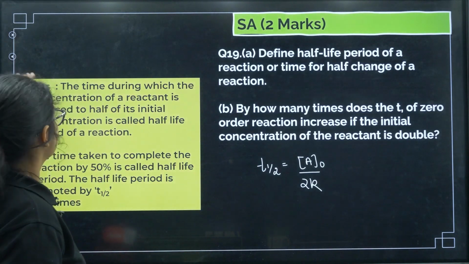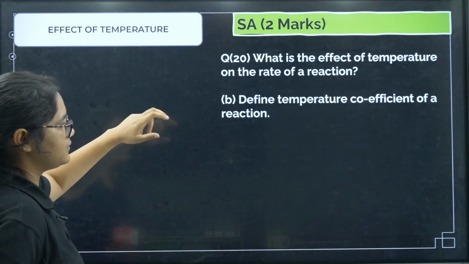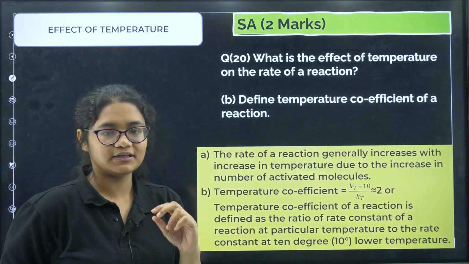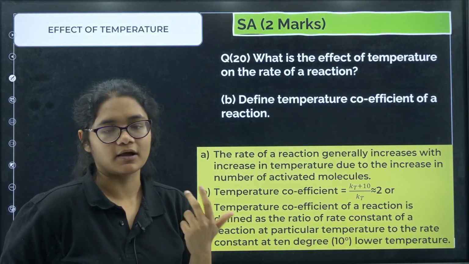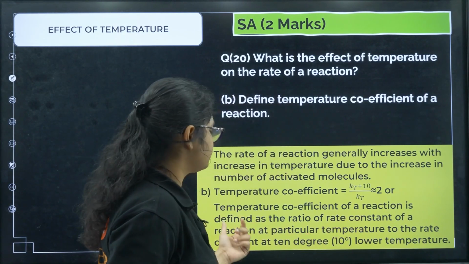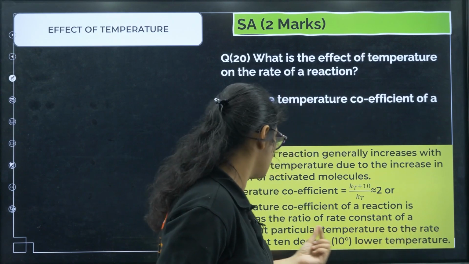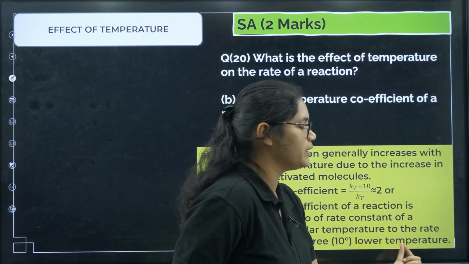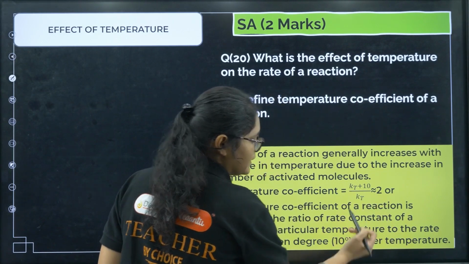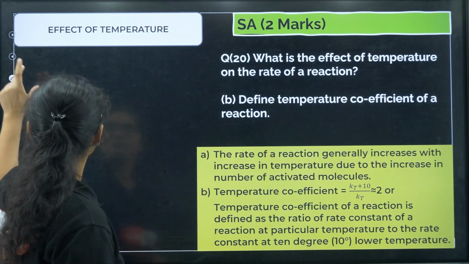Okay. Next is question number 20. What is the effect of temperature, and define the temperature coefficient of a reaction. Whenever the temperature increases by 10 degrees, the rate becomes double. And how do we represent the temperature coefficient of a reaction? It is defined as the ratio of the rate constant of a reaction at a particular temperature to the rate constant at 10 degrees lower temperature. That is your temperature coefficient, Kt plus 10 by Kt, which is always approximately equal to 2.